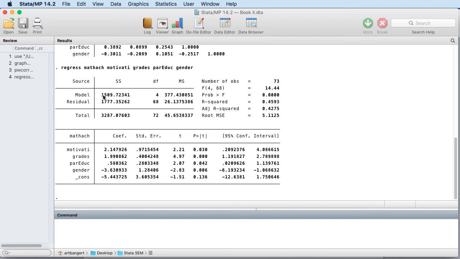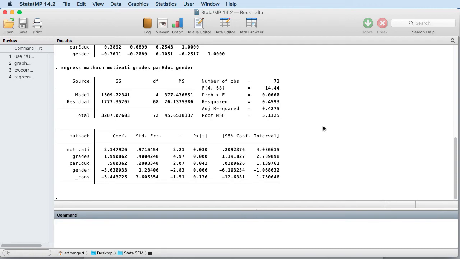So this is the explained variance in math achievement by these 4 independent variables. This residual is the unexplained. And we can also see that our R-square is 0.459. So what this suggests is that 46% of the variability in math achievement scores is explained by the linear combination of these independent variables.